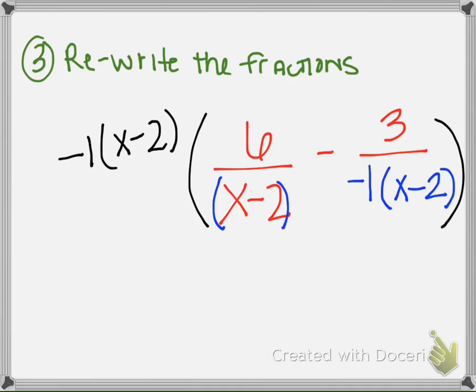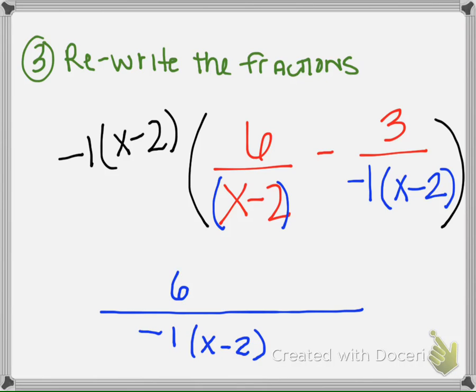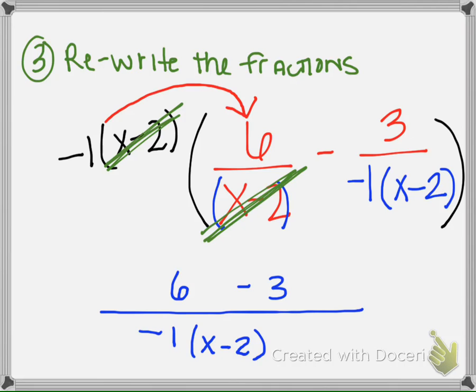Okay, so now it's time to rewrite the fraction. So our common denominator was negative 1 times x minus 2. So then I have a 6, and then I have the minus 3, which is from right here. Now I'm going to think about the common denominator. If it's distributed here, the x minus 2 is going to cancel with the x minus 2. But we have this negative 1 left that's going to need to be multiplied by the 6. So I'm going to put a negative 1 next to the 6 and multiply it here.